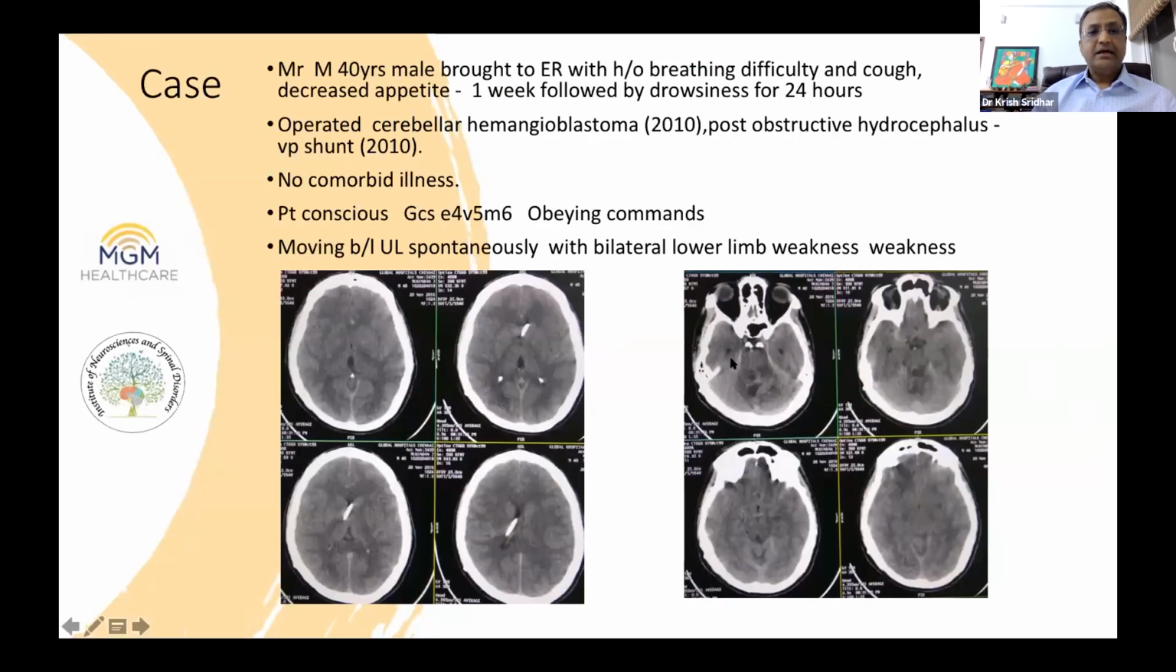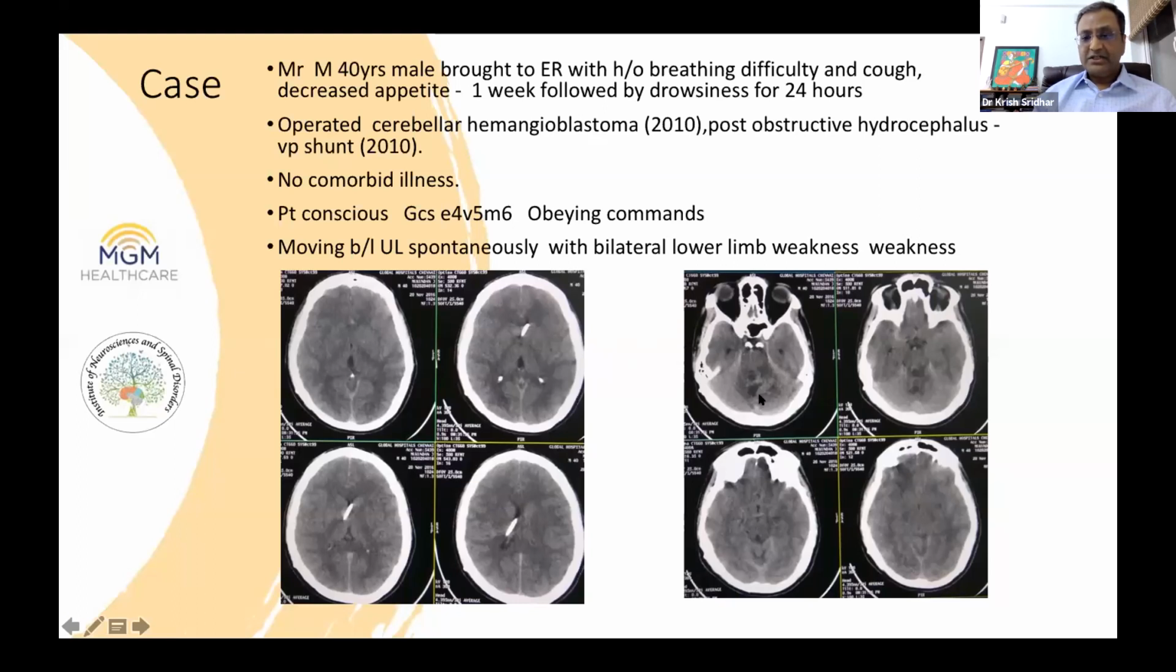Another case, a 40-year-old male brought to the ER with a history of breathing difficulty and cough, and 1 week of drowsiness for 24 hours. He was previously operated for a cerebellar hemangioblastoma, and a VP shunt was also done at that time. The details of that particular case were not available with them. The patient was conscious but had bilateral lower limb weakness.